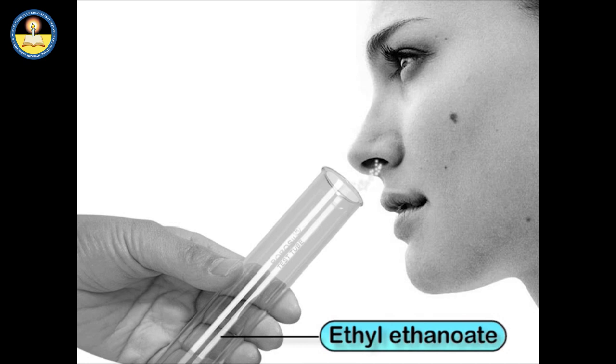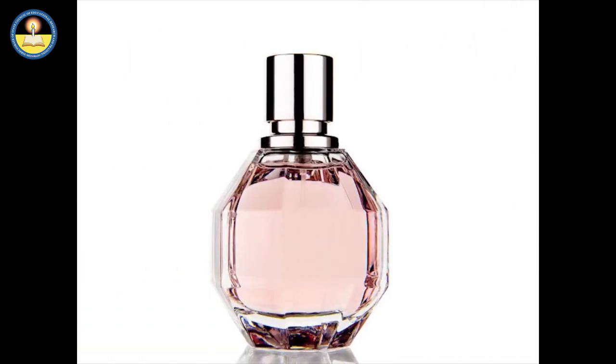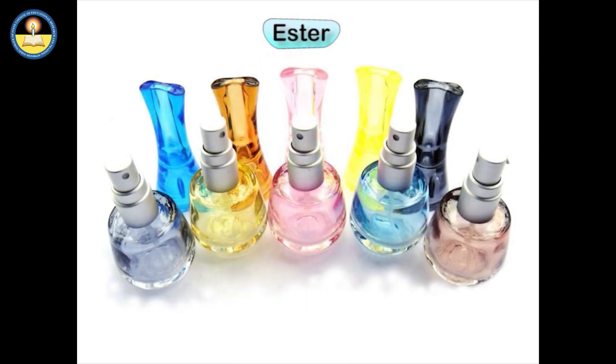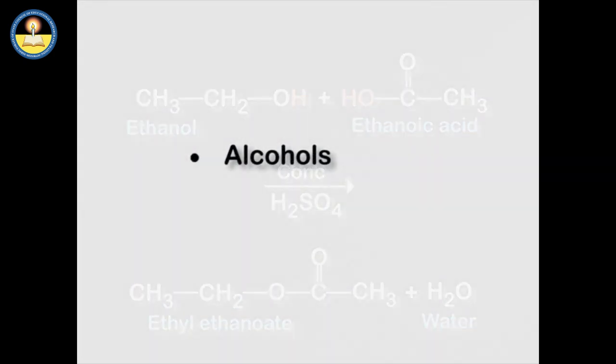Ethyl ethanoate has a fruity odor. This is called an esterification reaction. The product formed is an ester. All esters are sweet-smelling and used for making perfumes. Concentrated sulfuric acid acts as a catalyst for the esterification. This reaction is used as a test for alcohols as well as for carboxylic acids.